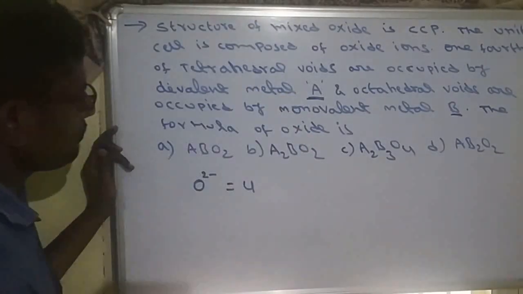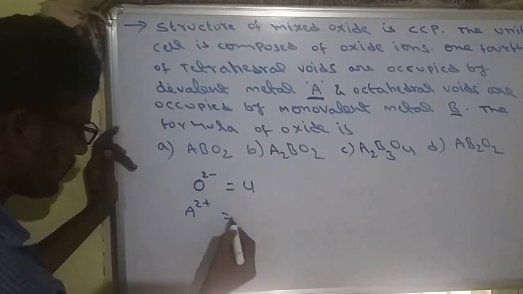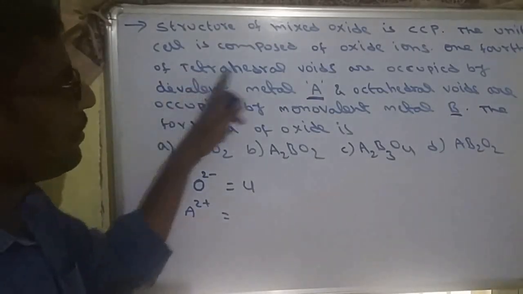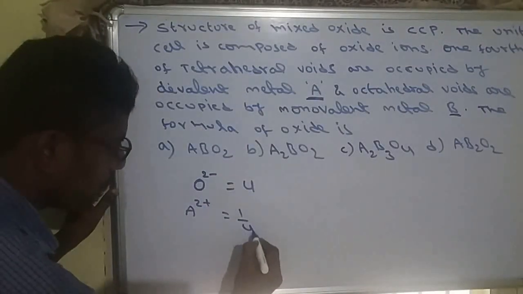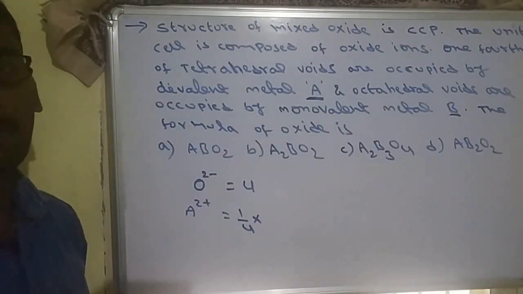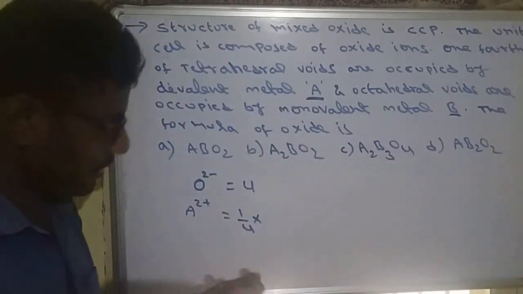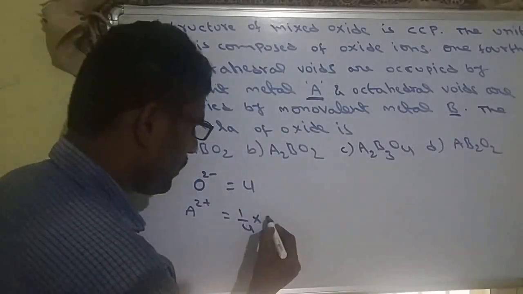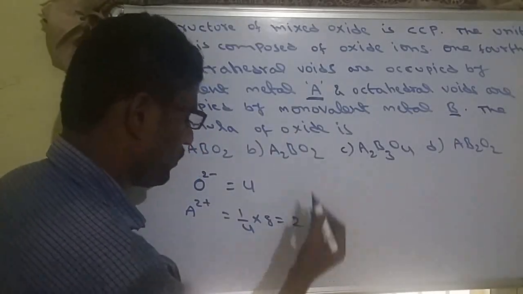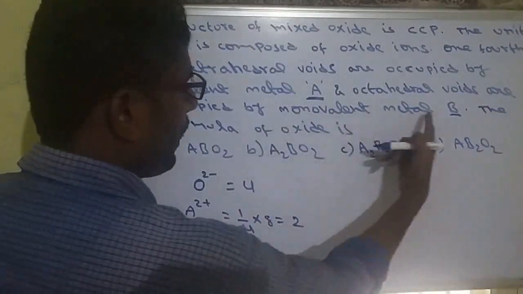Now, divalent metal A. So A2 plus is occupying 1/4 of the tetrahedral voids. Tetrahedral voids are always double the number of atoms. Here the number of atoms is 4, so tetrahedral voids will be 8. So this will be 8 by 4, which is 2.